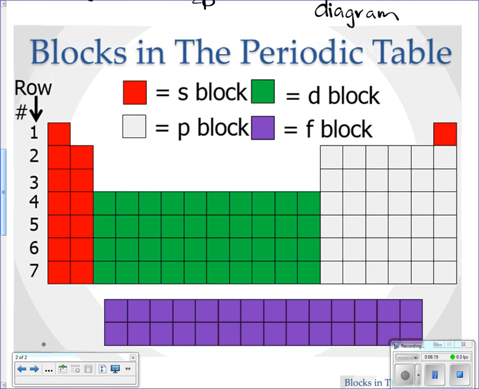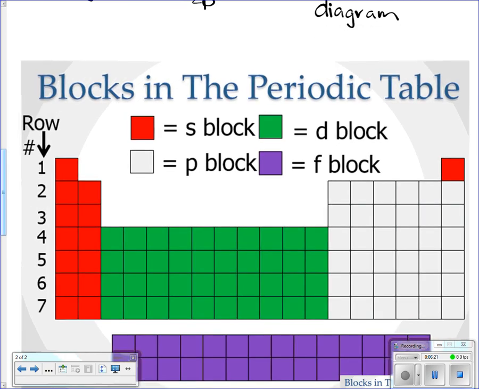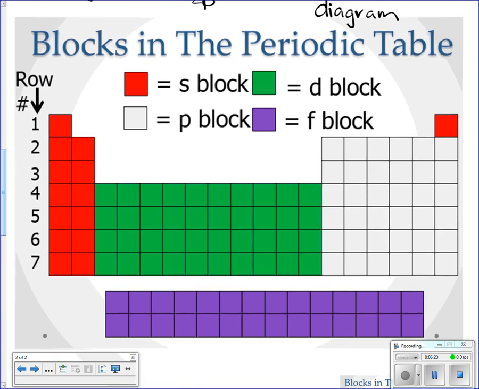Notice that helium is off here to the side. Helium is also considered part of the S block. So when we're doing helium, we just sort of assume that it's right here.